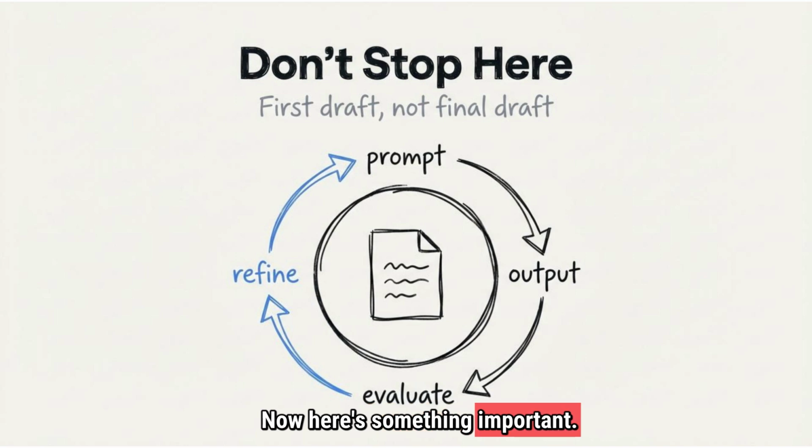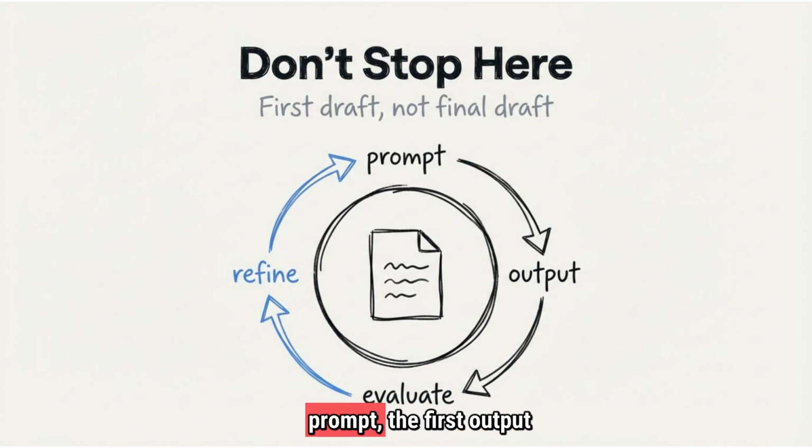Now here's something important. Even with a well-structured prompt, the first output is rarely perfect. Think of it as a first draft, not a final answer. The best results come from a loop. You prompt, you get output, you evaluate, you refine, and you go again until you are satisfied with the output response. Even experienced prompt engineers iterate. The difference is they iterate faster because they know what to look for. So don't settle for the first response. Treat it as a starting point.